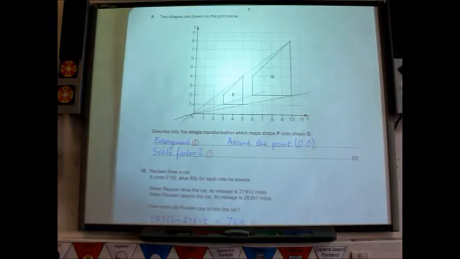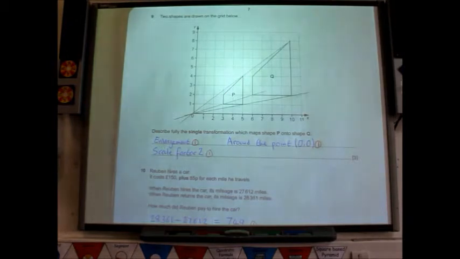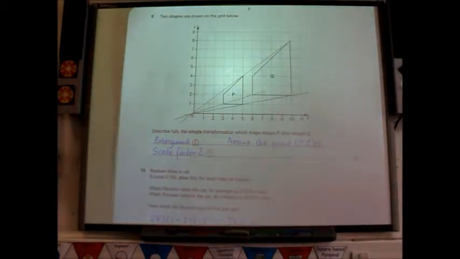And you will get the final mark for that. You could write around the origin. They'll give you the marks for that, but I think that's just a safer way of doing it.